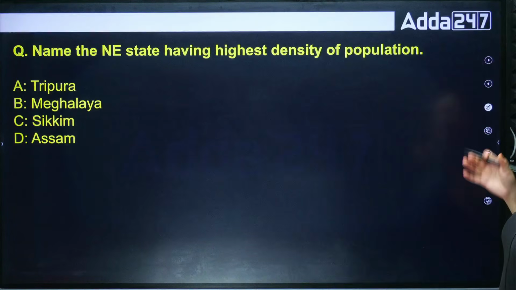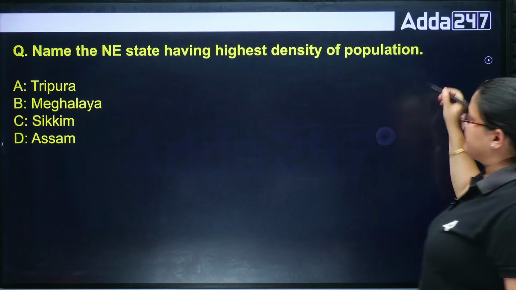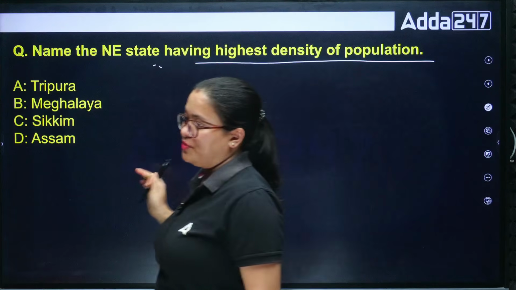Next question. Name the northeastern state that has the highest density of population. So this is also an important question.